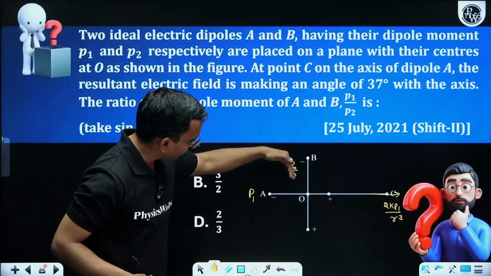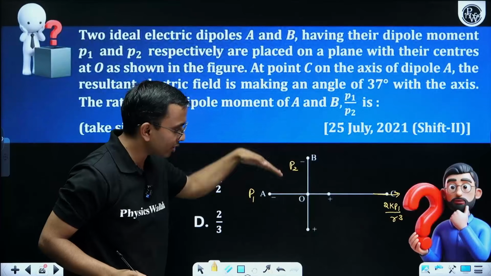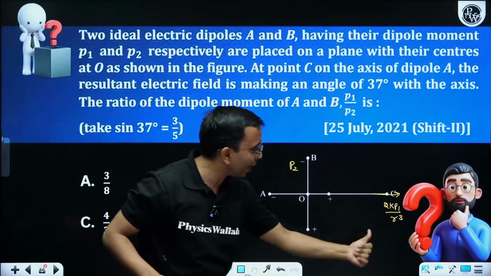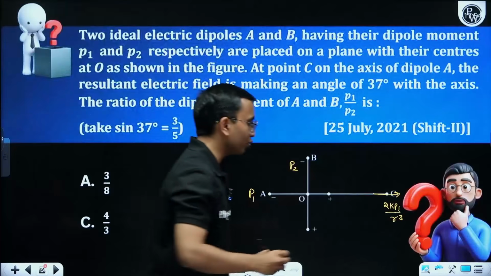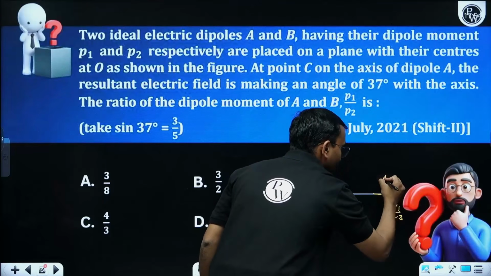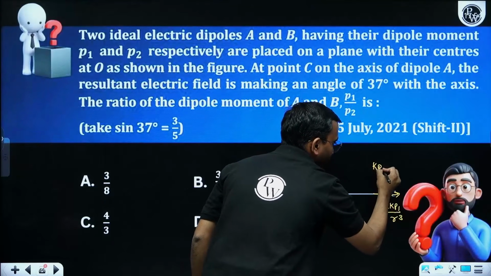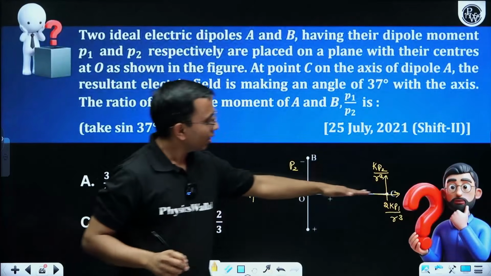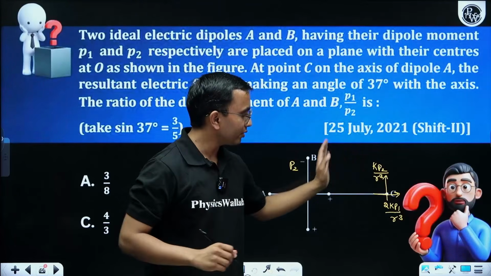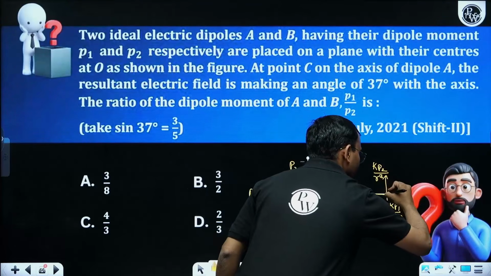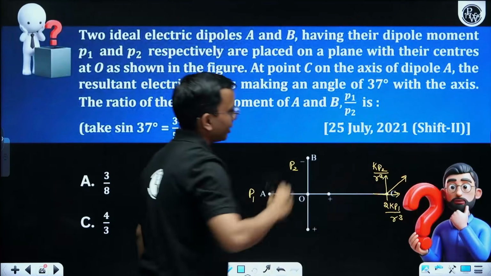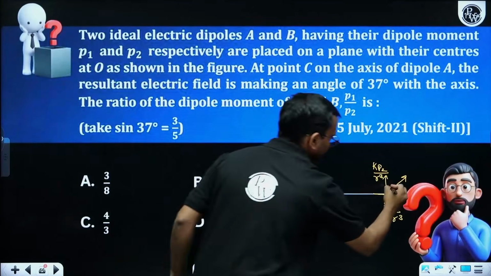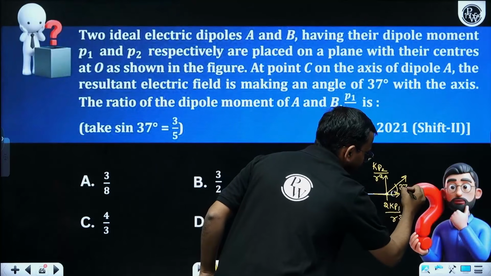Due to P2, because this is on the equatorial line, and P2 is in the downward direction, the field will be minus kP2 by r cube, in the upward direction it will be kP2 by r cube. These two electric fields we have to take the resultant, it will come in this direction, and that angle is making 37 degree with the axis. So this angle is 37 degree.